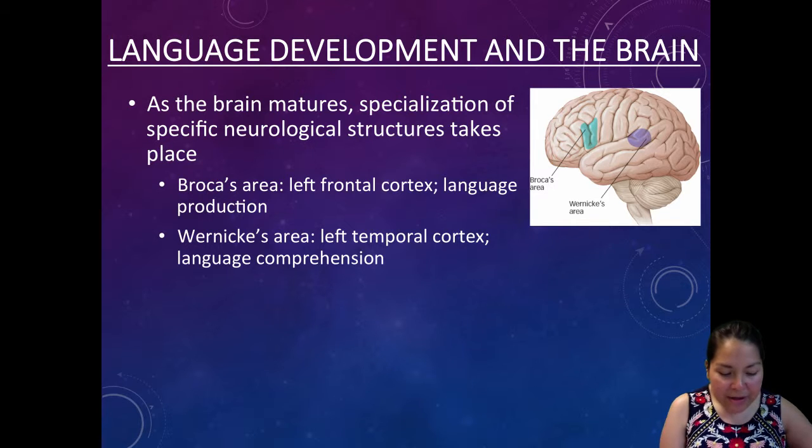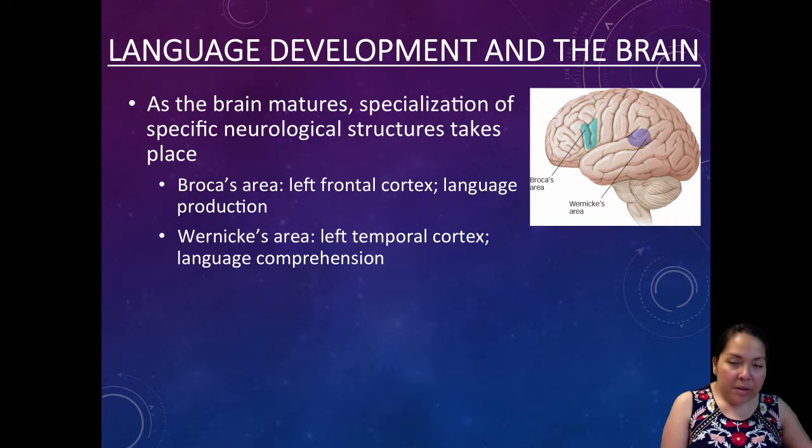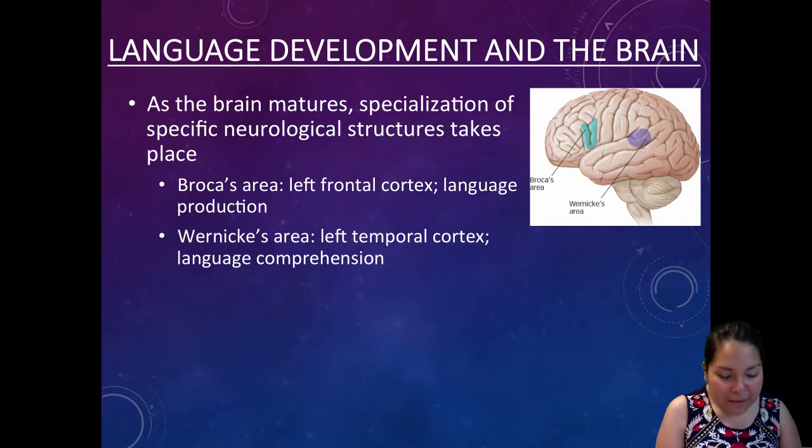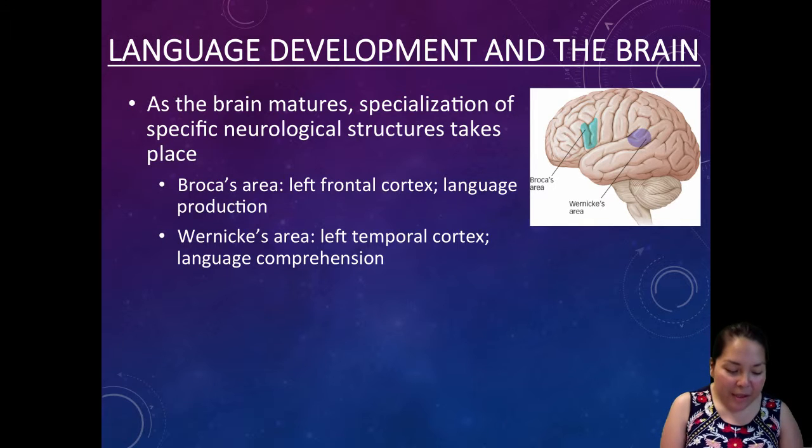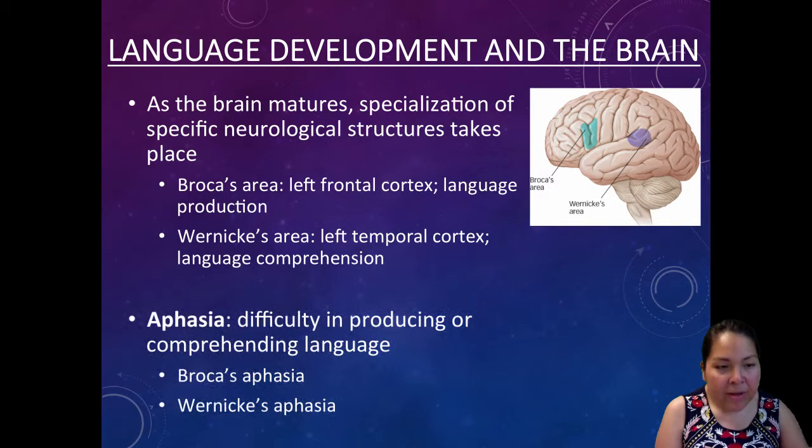And Wernicke's area is located in the left temporal cortex and is responsible for language comprehension. So this area is highly active when we make judgments about a word's meaning. It was named after Carl Wernicke, who observed speech difficulty in patients with damage to the left cortex.